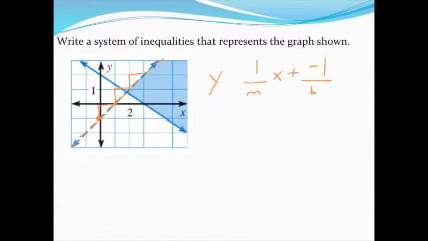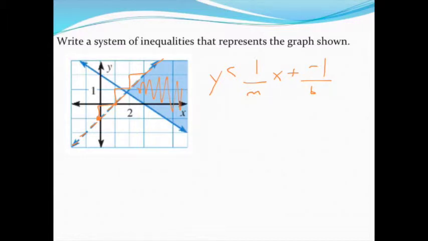Now, as far as your inequality symbol goes, you're going to have to look at where the graph has been shaded, and again, that's this dark blue section over here, and I can see that for the dashed orange line, my graph was shaded underneath that line, so I'm going to use a less than symbol. Y is less than 1x plus -1. And then next I would need to determine whether I use an equal to sign or not, but because that line is dashed, I'm just going to have y is less than. So there's one of our two inequalities.